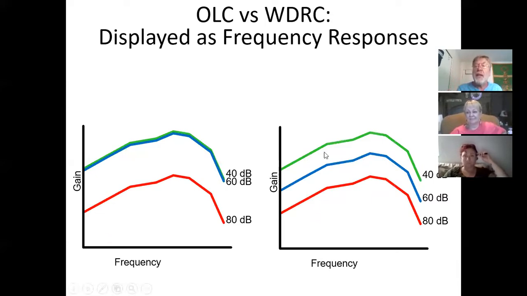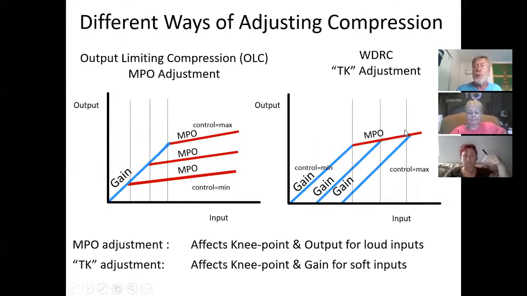Wide dynamic range compression, output limiting. High power hearing aids, weaker hearing aids. Neural sensory neural loss, sensory neural loss. I hope this is kind of coming together.